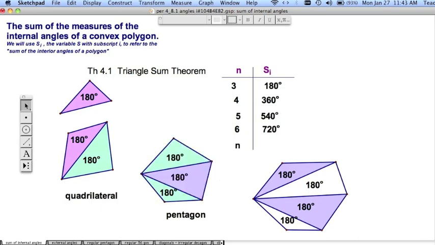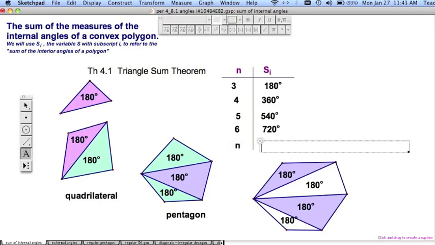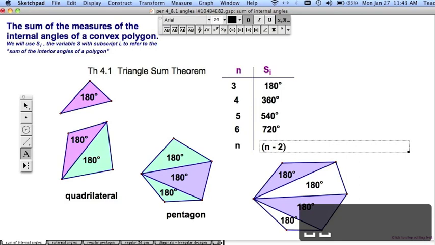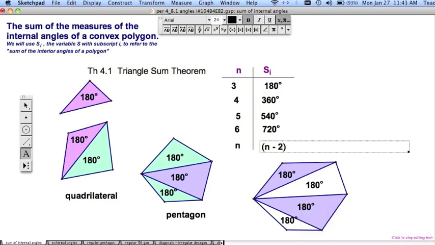So, what's the relationship between the number of triangles and the n? N minus, I didn't say anything about degrees. I said triangles. N minus 2, thank you. If there are n sides, there are n minus 2 triangles. Do you all agree with that? Can you see it? 5 sides, 3 triangles. 6 sides, 4 triangles. So 20 sides, 18 triangles.